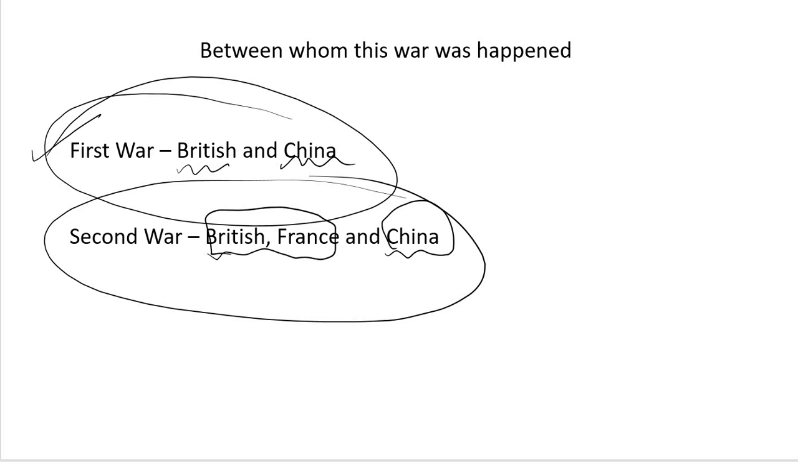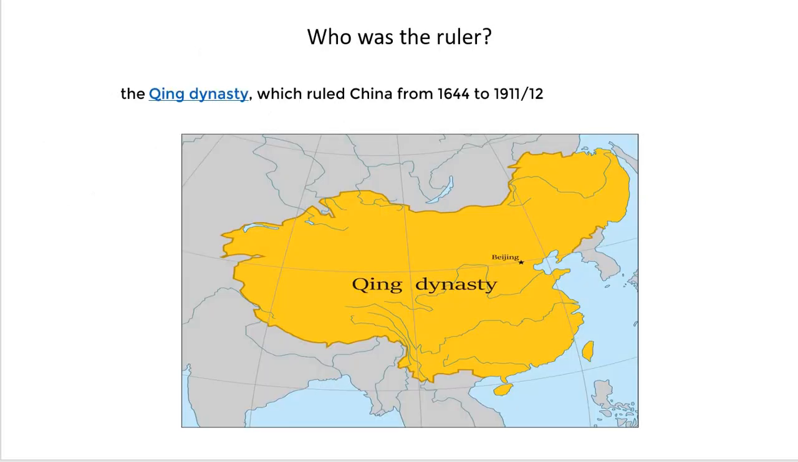Now we'll see what the Opium War is, how it started, what the reason was to start the Opium War, and what the impact of the Opium War was. Before getting into that, we'll see who the ruler was at that time when the Opium War happened. The ruler was the Qing dynasty, which ruled China from 1644 to 1911 or 1912. I hope you understand. You can just note down this dynasty name, which will be helpful for your GK if you are attempting any competitive exams.